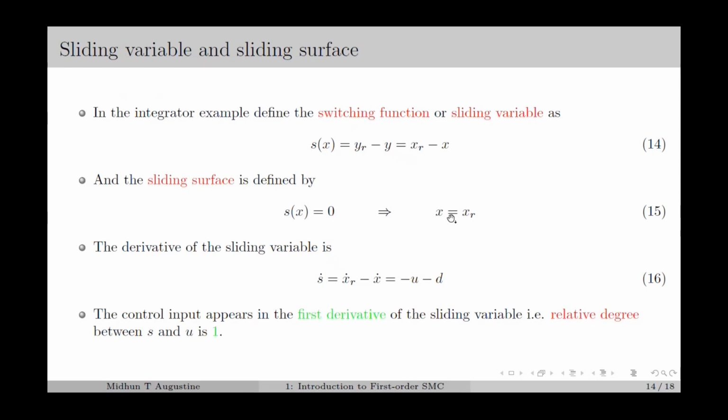In general, based on the dimension of the state and input space and selection of the switching function, the sliding surface can be a point, a line, a plane, a hyperplane, or it can be some nonlinear surface.